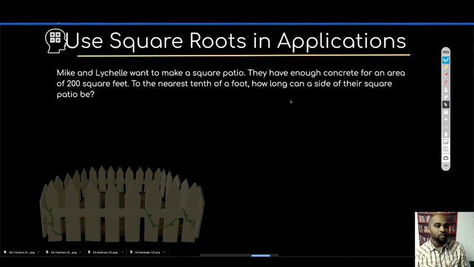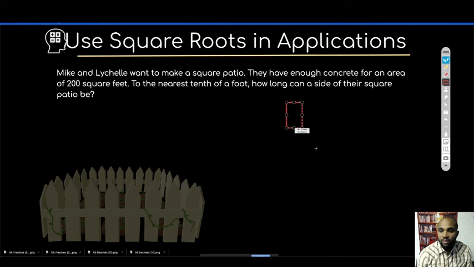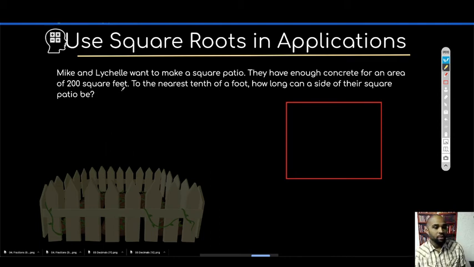All right, let's do one problem in the application. Mike and Michelle want to make a square patio. They have enough concrete for an area of 200 square feet. So we're talking about area. So let me make a patio. I kind of have a picture down there, but I want to make sure this square is not misunderstood with this different angle down here. So I'm going to go ahead and put 200 in here because I know we're talking about area of this square. To the nearest tenth of a foot, how long can a side of this square patio be? So they want to know one side. Well, in other words, they're asking us, what is the square root of 200?